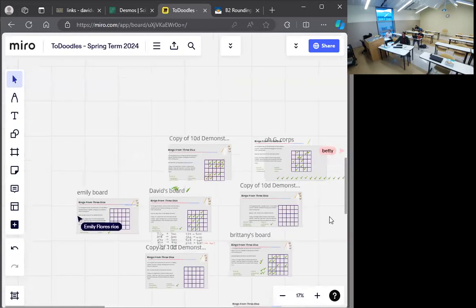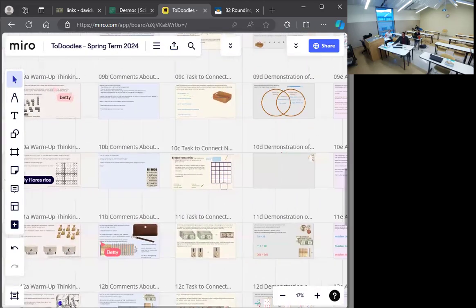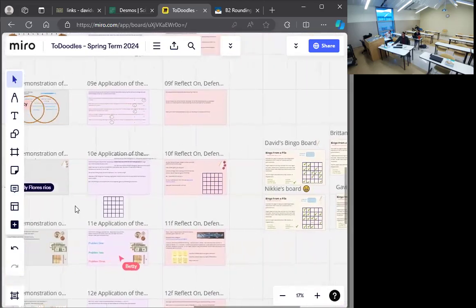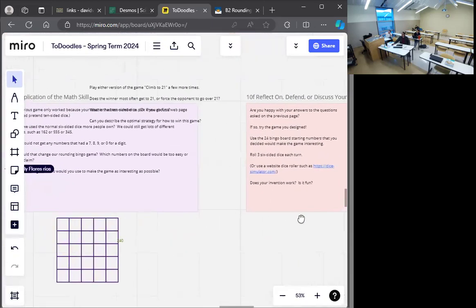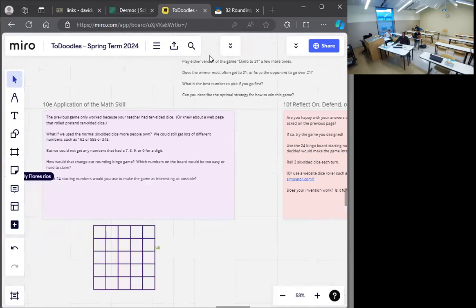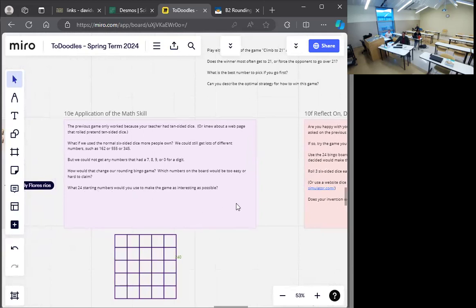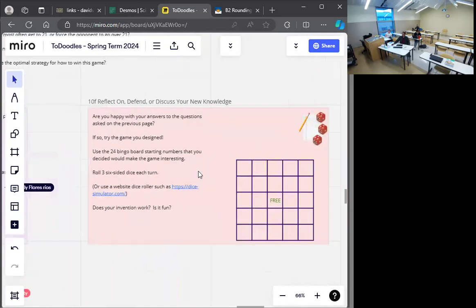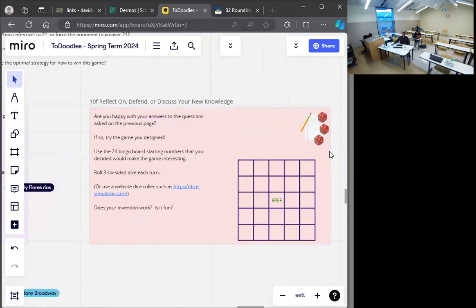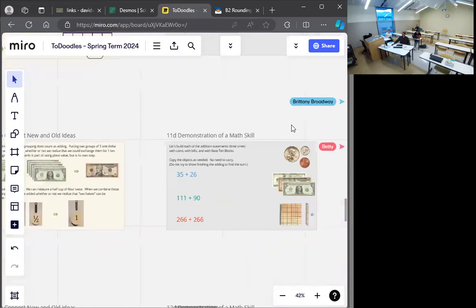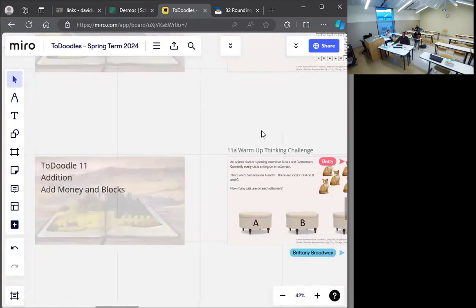Okay, back here. So great job, we've played bingo twice. And then the last two pages said, what about if you use 6-sided dice? How would that do things? What 24 starting numbers would you use? And then if you want some optional stuff to do at home, maybe you have 6-sided dice, but not 10-sided dice at home. And you could make up the bingo game that you invented and play it with your family or friends.